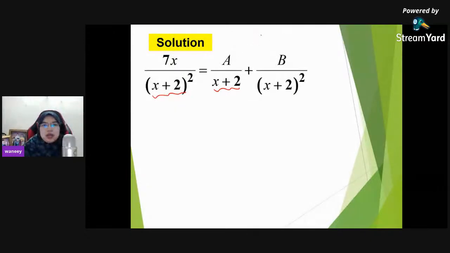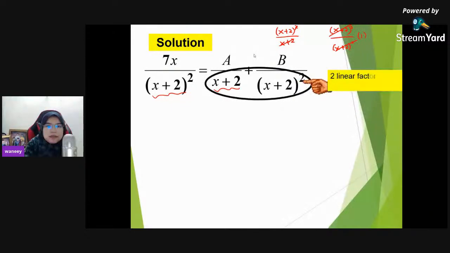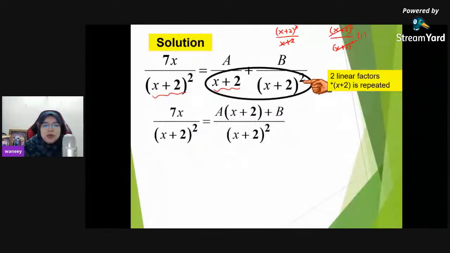So for example, this one we got (x plus 2) squared. So the denominator on the left hand side is (x plus 2) squared. For the A, I simply have x plus 2. So when you cancel them out, you will be left with x plus 2. So this one will be times A. Meanwhile, for the B, we have (x plus 2) squared over (x plus 2) squared. So when you divide them, you are going to get 1. So that means we simply times B with 1. Okay, so A multiply with x plus 2, B simply multiply with 1. Sebab bila kita bahagi tu, kita dapat nombor 1 kan.